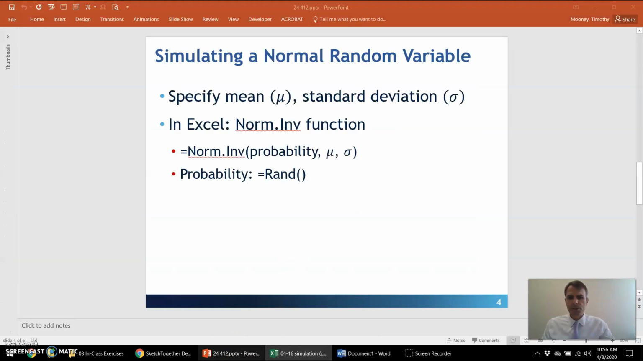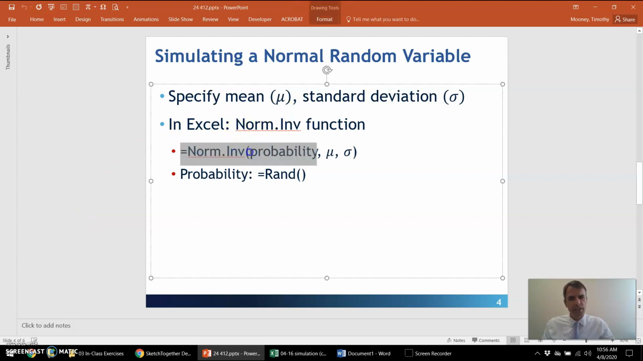Let me show you the syntax of the function. The NORM.INV function is how we're going to simulate normally distributed data in Excel. It's got 3 arguments. The first argument is a probability or a percentile. The RAND function will go right in there. We'll simulate some percentile. And then 2 other arguments, the mean and the standard deviation, characterize the normal distribution completely.